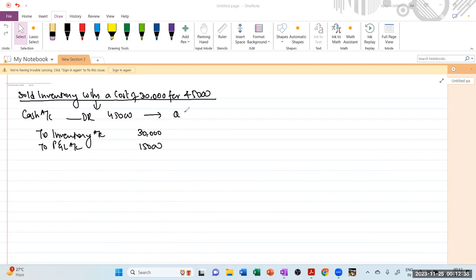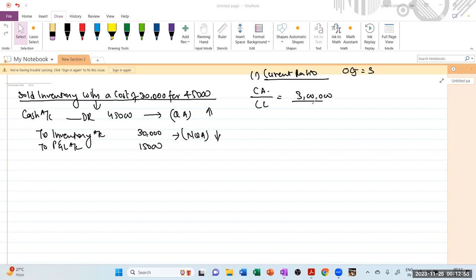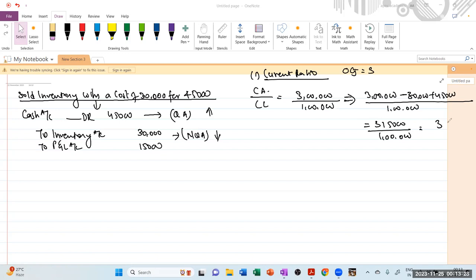What is cash? Quick asset. What is this? Non-quick. Quick asset goes up, non-quick goes down. First, current ratio. What is the original ratio? 3. Current assets upon current liabilities. 3 lakh upon 1 lakh is now becoming 3 lakh minus 30 plus 45 upon this continues to be 1 lakh. So now this is becoming 3,15,000 upon 1 lakh. So 315 divided by 100, your answer is 3.15. I don't believe I touched the calculator for that. Shows that I'm tired. So this is obviously an increase.